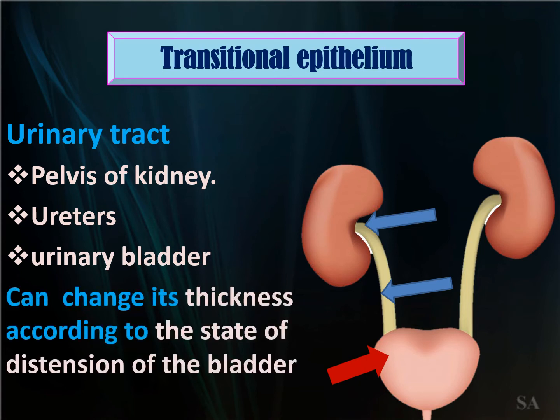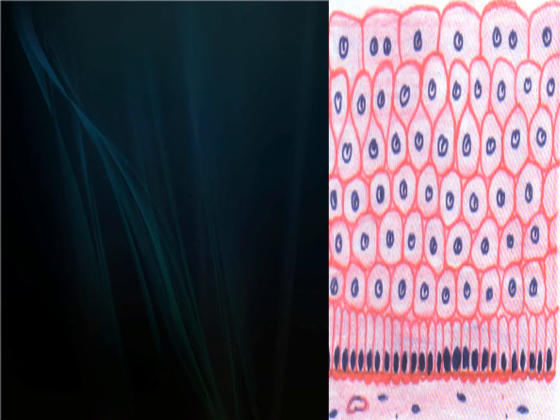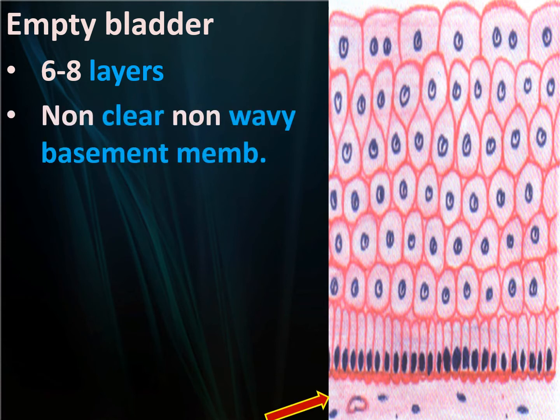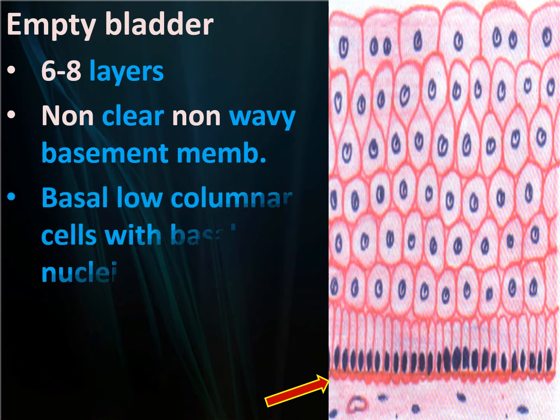bladder. It can change its thickness according to the state of distension of the bladder, if the bladder is empty or the bladder is full. If the bladder is empty, it will be formed of 6 to 8 layers. The basement membrane is non-clear, non-wavy.